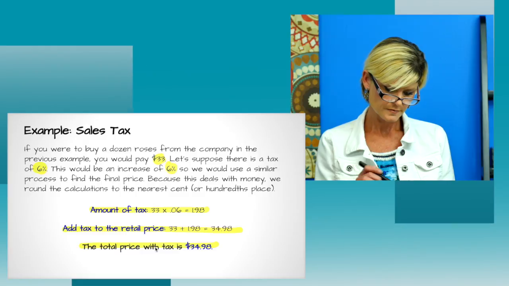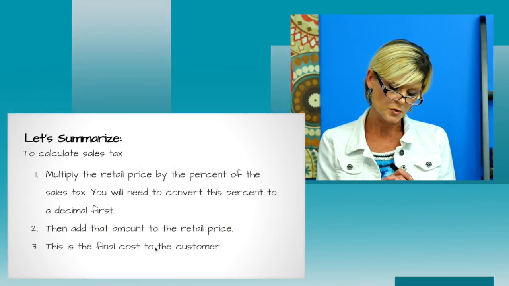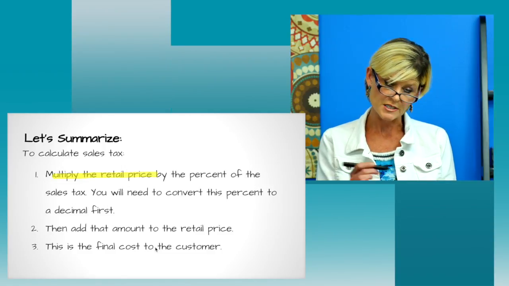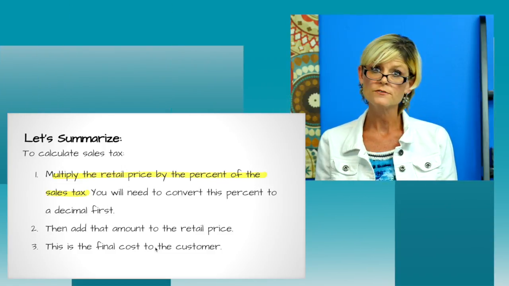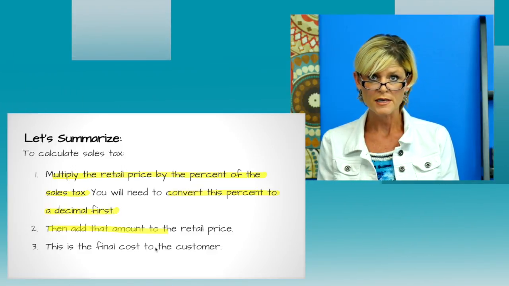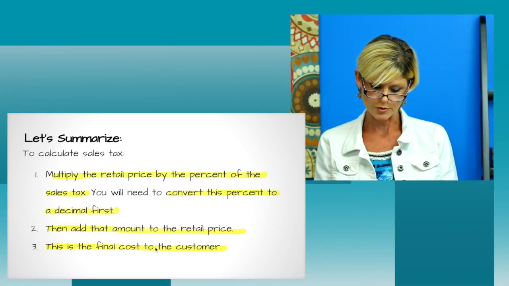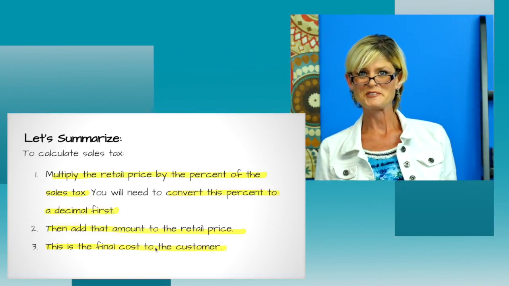So quickly, let's summarize. To calculate sales tax, we multiply the retail price by the percent of the sales tax. You'll need to convert this percent to a decimal first. Then you add that amount to the retail price, and that's your final cost for your customer. Or if you are the customer, then that's your final price.